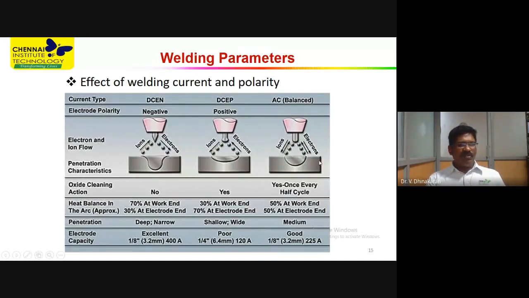When you want to have a cleaning action, like when you want to weld aluminium material, there you need the cleaning action. The reason is there will be some deposition of oxide material while welding aluminium. So in order to clean it, you have to go for alternating current. Then aluminium can be welded properly. So you have to properly choose the welding current and polarity during the welding process.